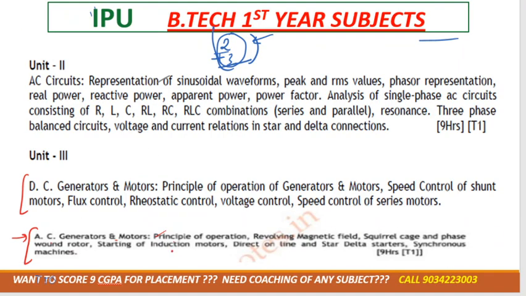See, in today's lecture we'll cover the principle of operation, the revolving magnetic field, and the rotating magnetic field is the same. Rotating magnetic field and revolving are the same, don't confuse. Squirrel cage, phase wound rotor, starting of induction motor. So up to here we have covered. Only you are left with the synchronous machine and the direct online or star delta starters. Basically it's a starting method. In the next lecture your unit 3 will be covered. After that I'll start with unit 4.